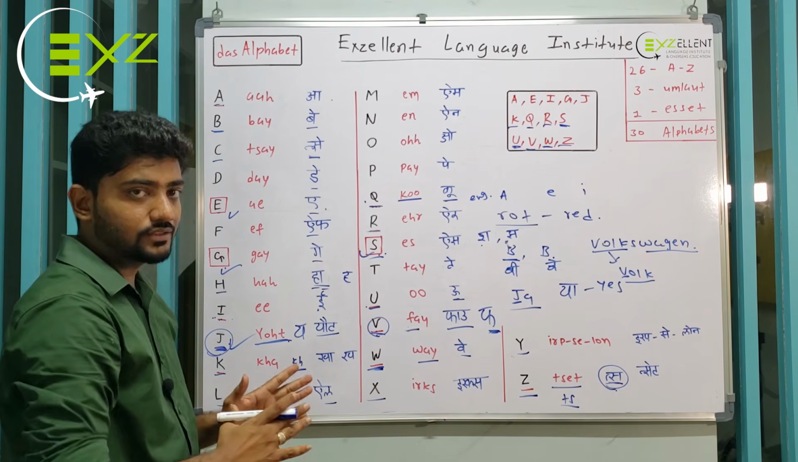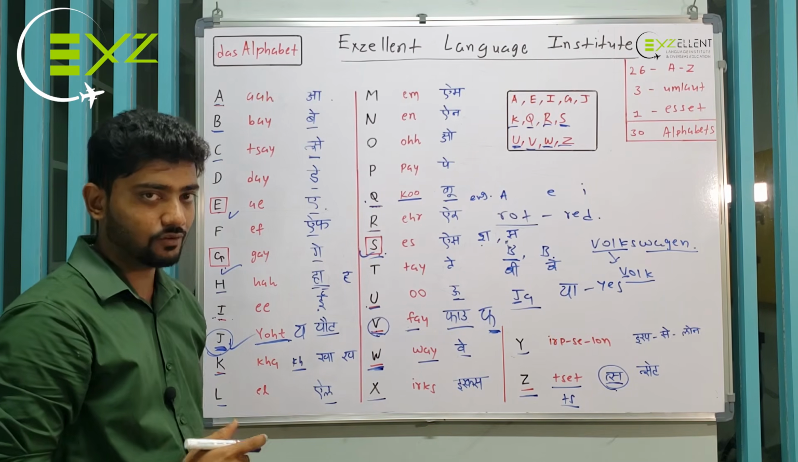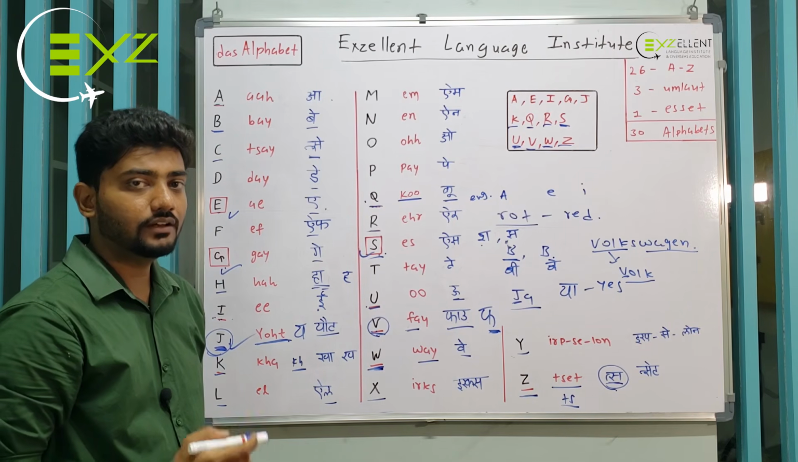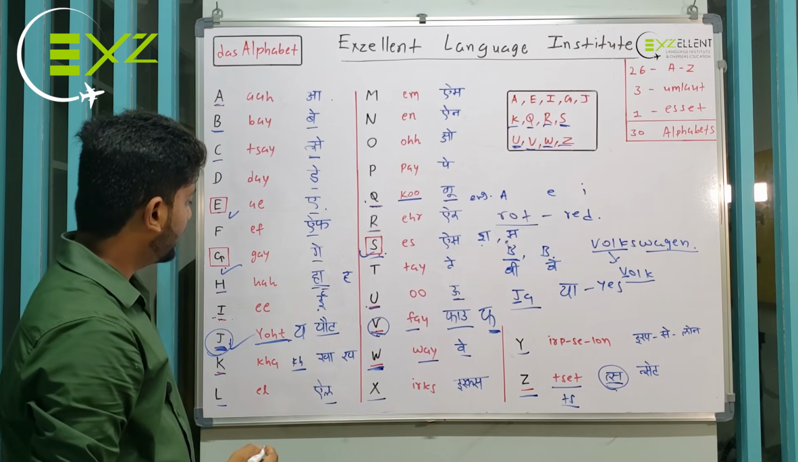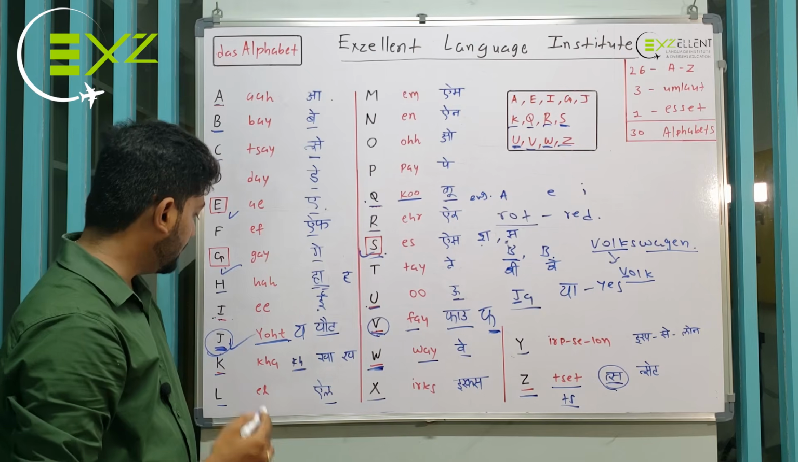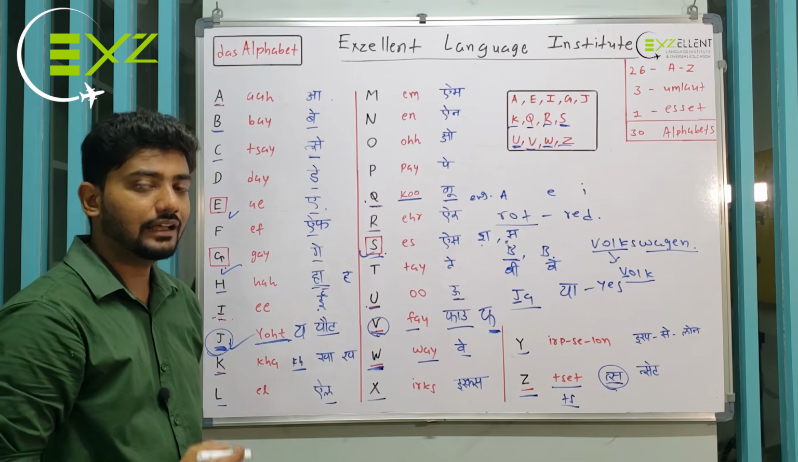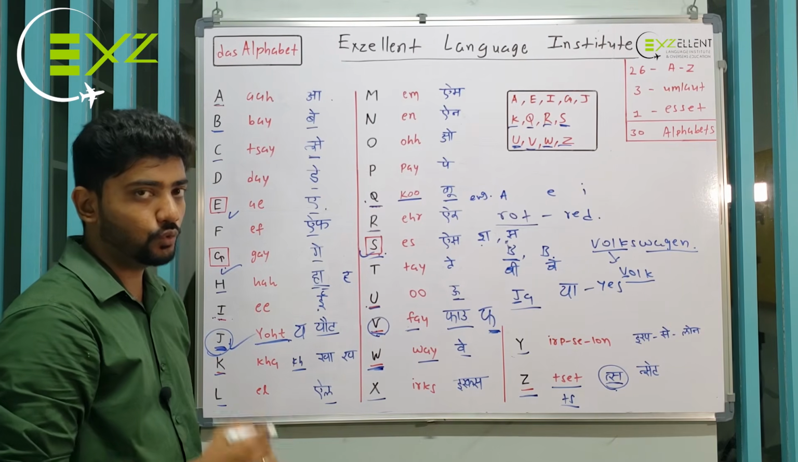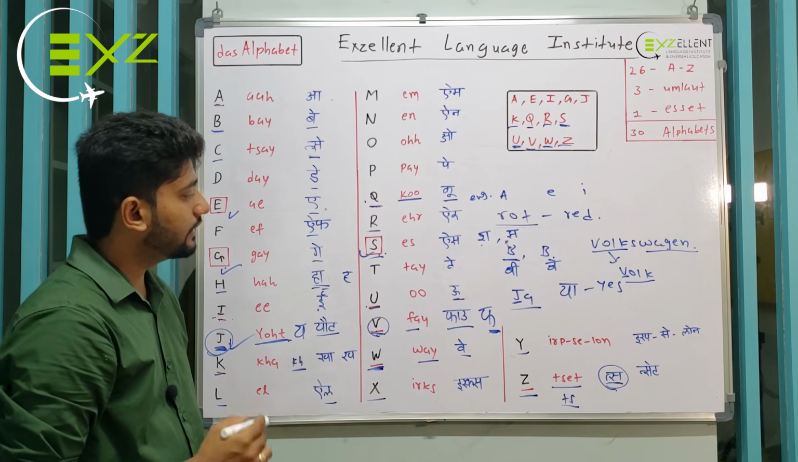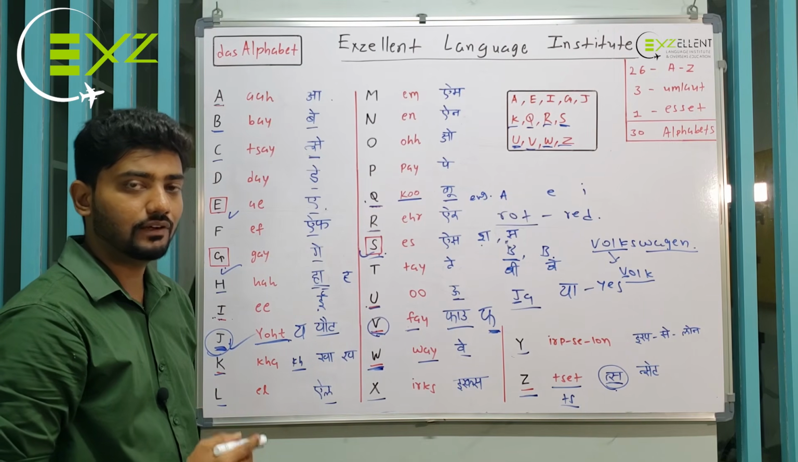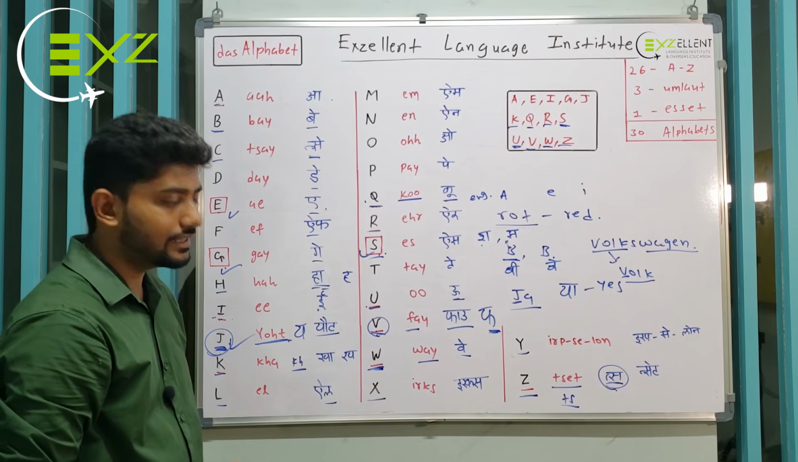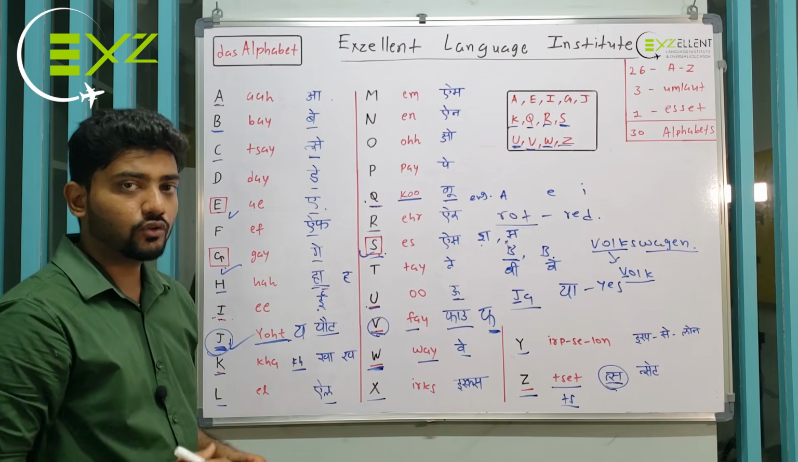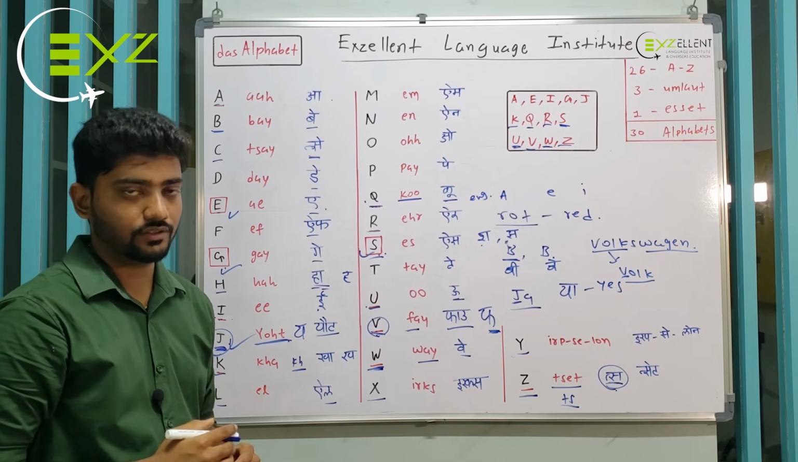So at the end, let's repeat all the alphabets once again. A, B, C, D, E, F, G, H, I, J, K, L, M, N, O, P, Q, R, S, T, U, V, X, Epsilon, Z. So we have completed 26 alphabets. Now we are going to learn 4 new alphabets in German language in the next video.